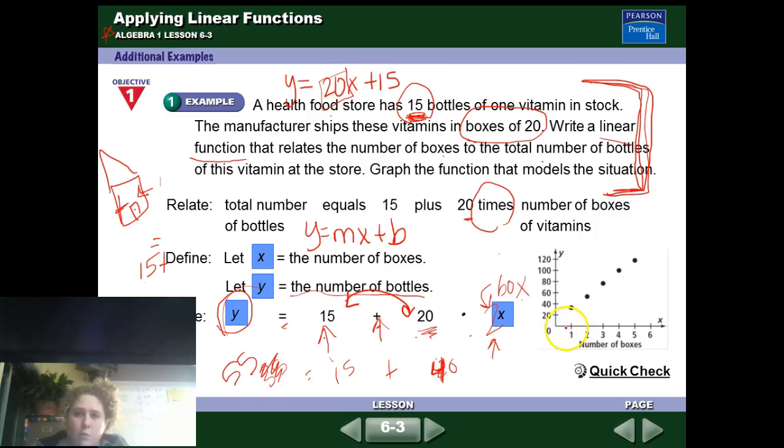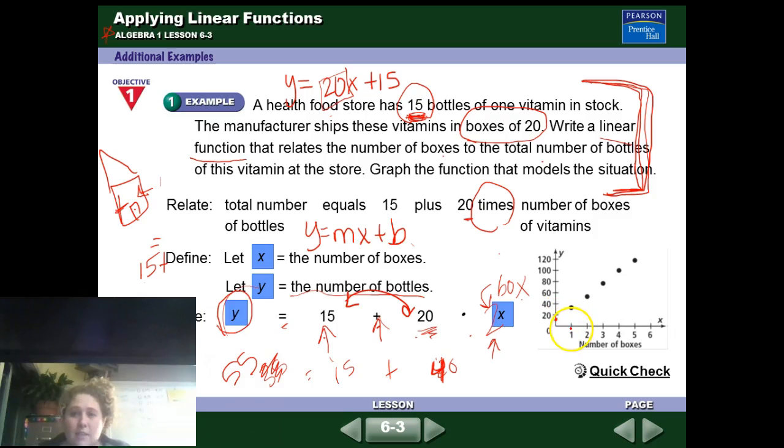So if I had 0 boxes, I would have y equals 15. 20 times 0 is 0. 0 plus 15 is 15. So y would equal 15, which makes sense. If I have no boxes in the back of my store, I would only have 15 of the bottles that are on the shelf to represent this.